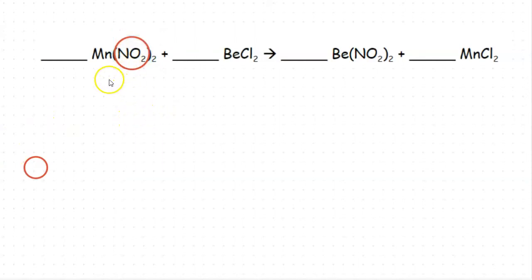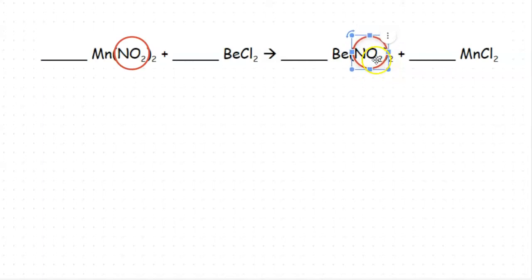So I'm going to treat the nitrite like it's one thing, right? So the NO2 is one ion. It's going to stick together. And I know that it sticks together because when I come to the left or the right hand side and I check my products, I already have my nitrite ready to go.